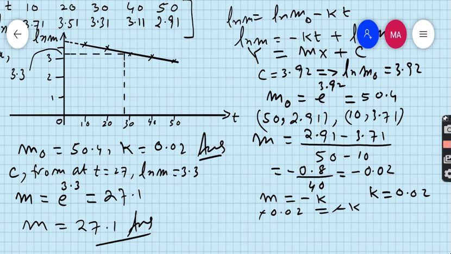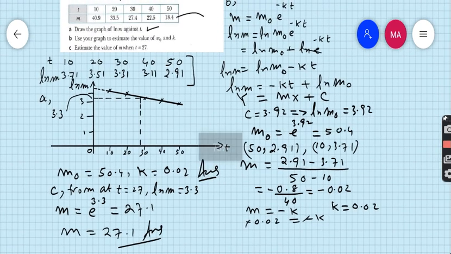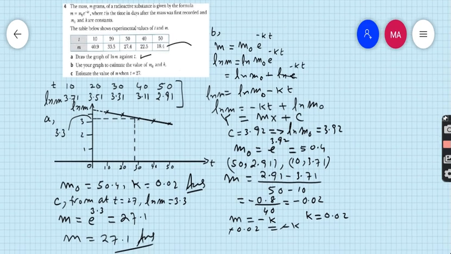Conceptual question. This is question number 4. We have done all parts. So hope you completely understand question number 4. Part A is drawing of the graph. Part B is to find the value of m naught and k from the graph, and part C is to estimate the value of m when t is equals to 27. Now come to question number 5.